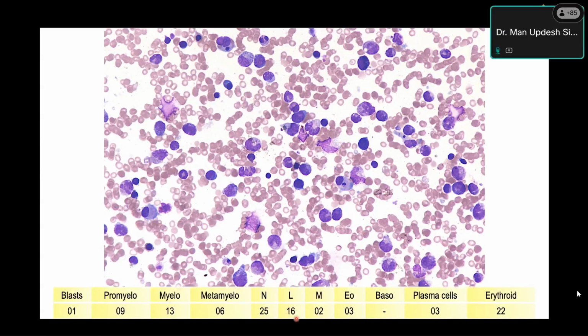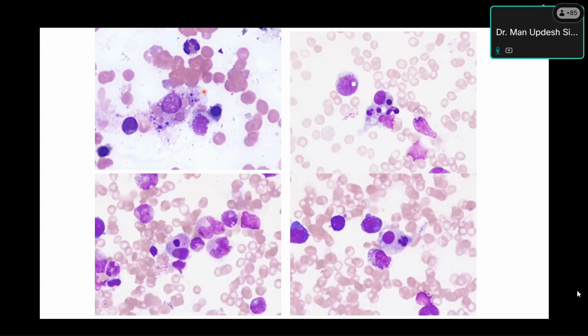The counts do not tell us too much. Neutrophils 25%, usual myeloid precursors, plasma cells not much, erythroids just normal. But you see that histiocyte. So what is happening here? Anyone?